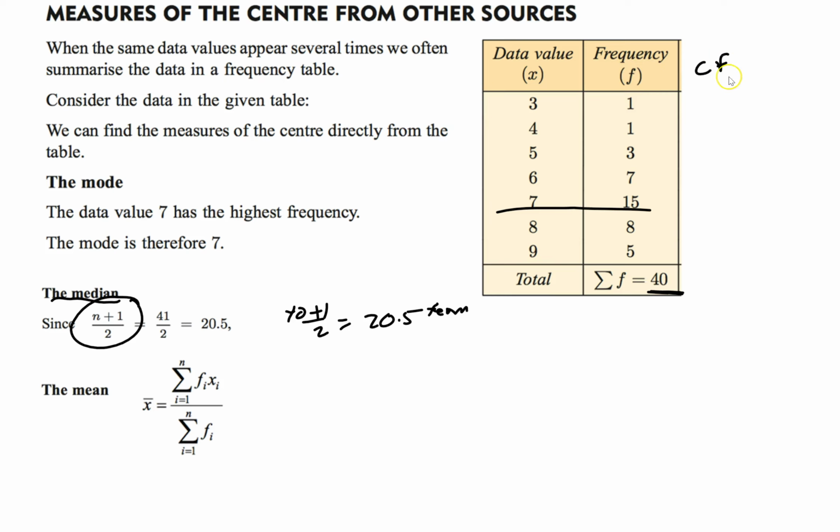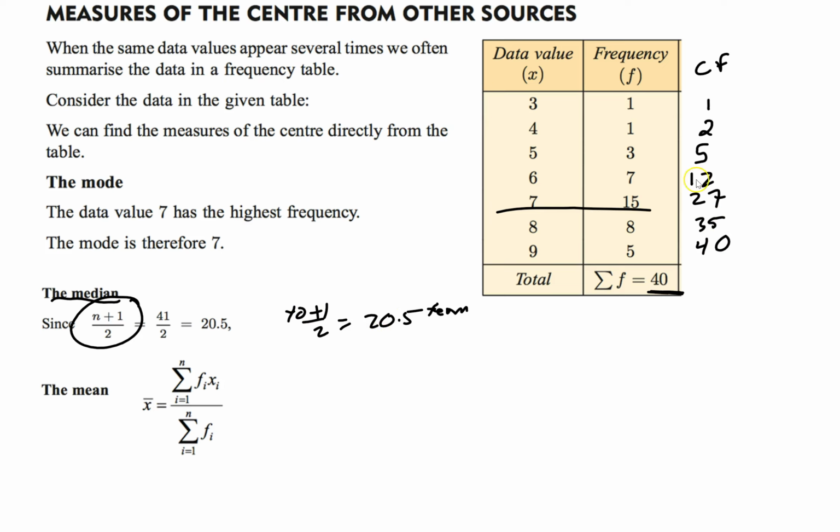Cumulative frequency chart. The way that works, if you recall, there's 1 at 3, so you have 1 total. There's 1 at 4, so now I have a total of 2, it's like a running total. Then you add 2 to 3, and you get 5 total now. 5 plus 7, I get 12, plus the 15, 27, plus the 8, 35, and plus the 5, 40.